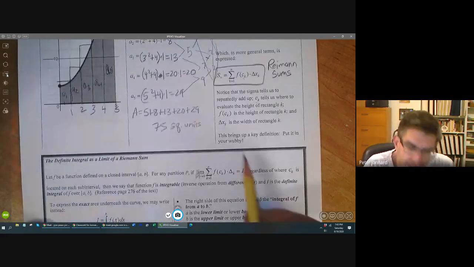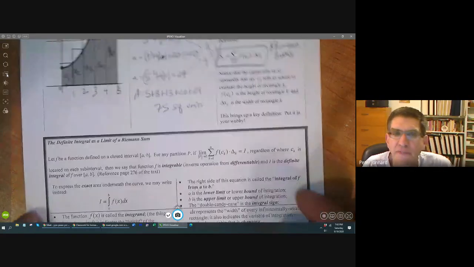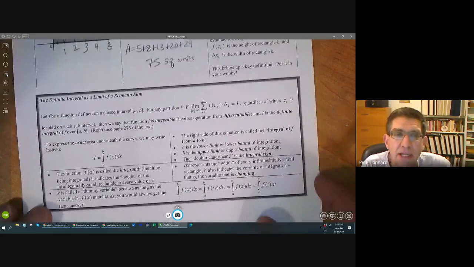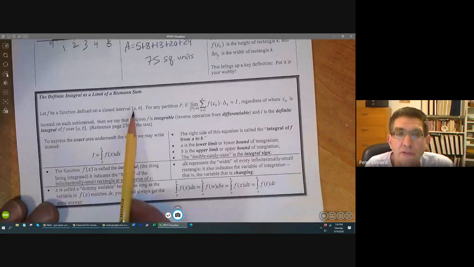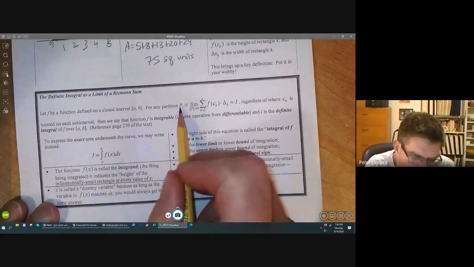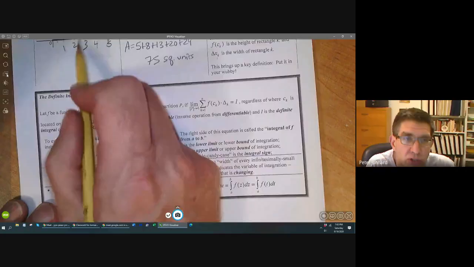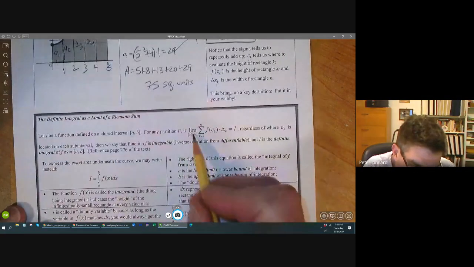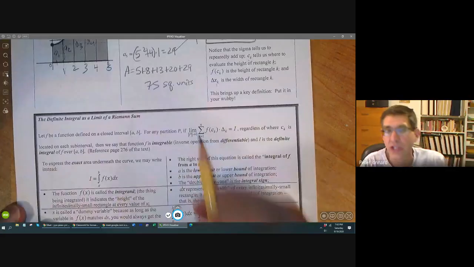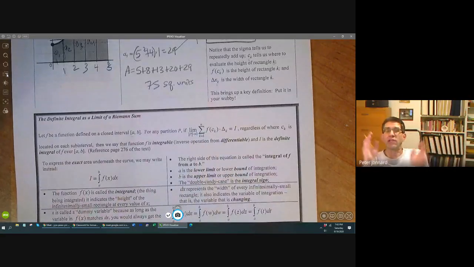Okay, so this brings up a key definition, the definite integral as a limit of a Riemann sum. So if we have a function defined on a closed interval from a to b, for any partition P, so any way we choose to slice this vertically into rectangles, if the limit as the norm approaches 0, so the widest interval, as long as the widest interval approaches 0, okay? If the widest one approaches 0, all the other ones have to approach 0 as well, okay?